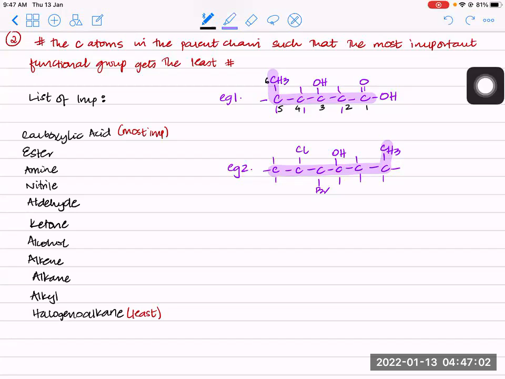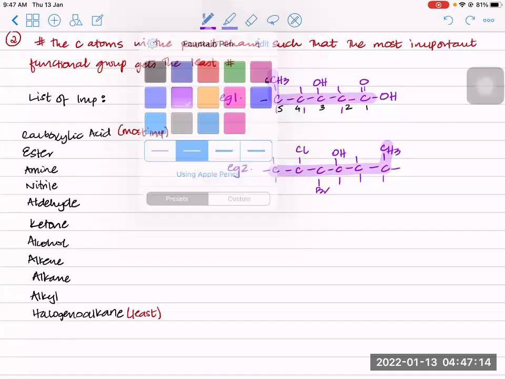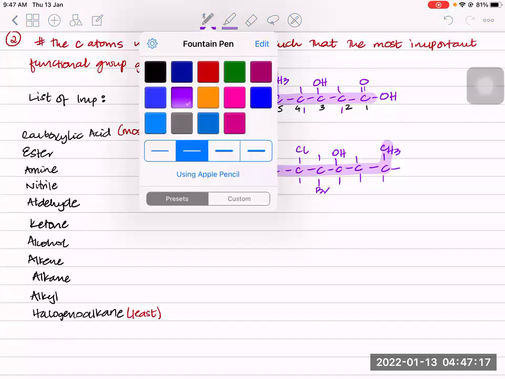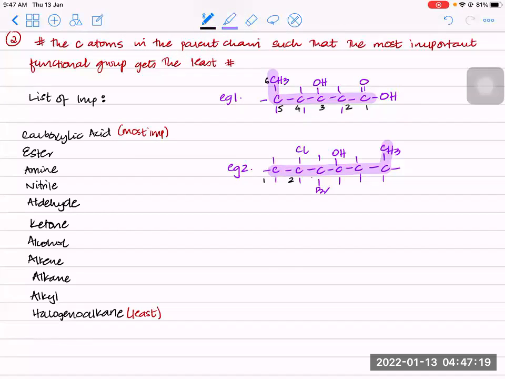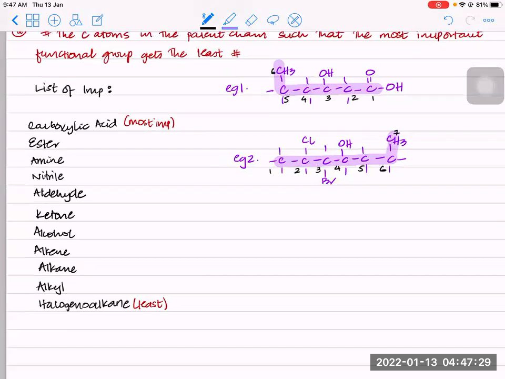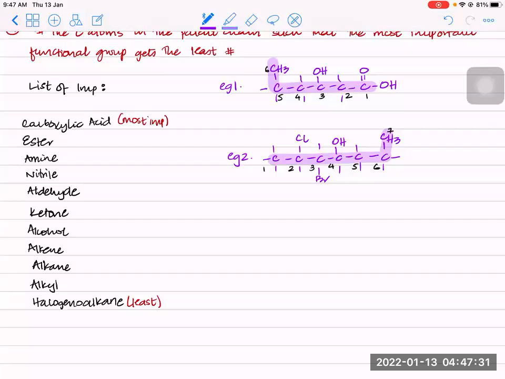So then you will take the second most important, for example, halogens. If we number from this side, then this will be 4, this will be 5, this will be 6. So what we do instead is we take this side because alcohol anyway will be 4, but this way the halogens will get the least number as well. So this is a better way of numbering. So you pick the longest chain and give the most important functional group the least number. Let's see another example.